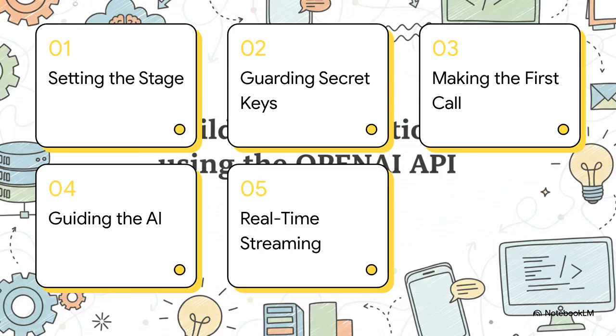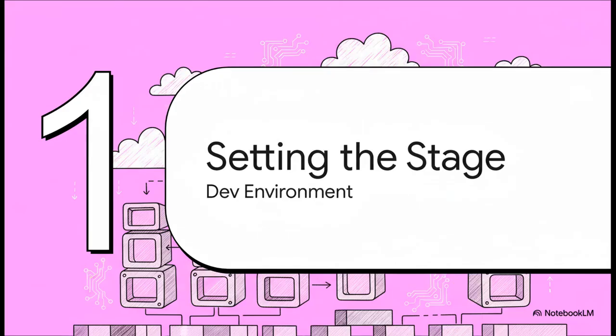Okay, so here's the game plan. First, we're going to build a really clean, solid development environment. Then, we'll talk about the super important topic of security. After that, we'll make our first call to the API, the hello world moment. Then we'll get fancy and learn how to give the AI a personality. And finally, we'll make our app feel super responsive with streaming. Let's dive in.